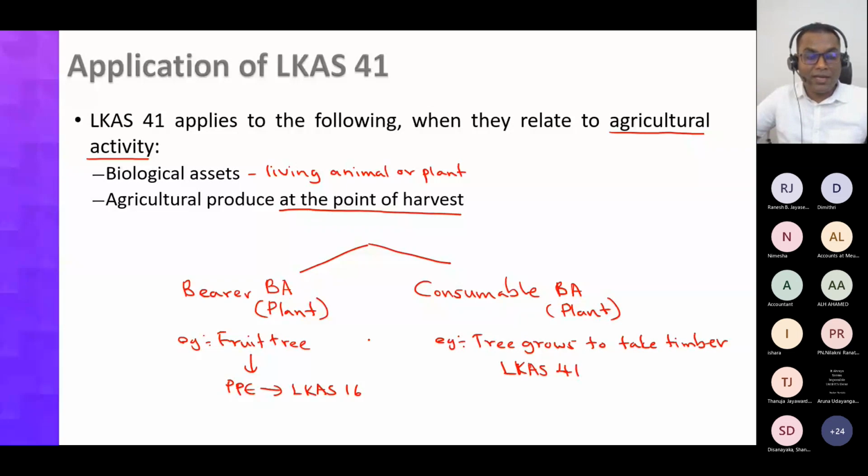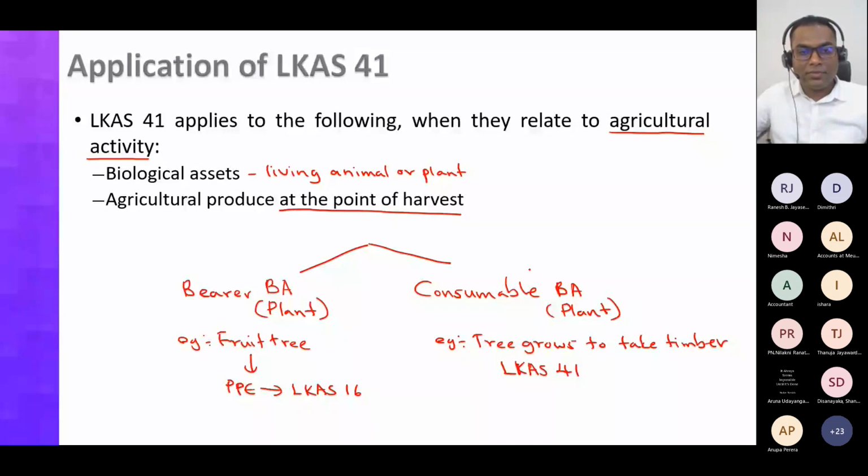But with regard to the animals, now this particular example is with regard to the animals. With regard to animals, you apply LKS 41. I hope you are clear. Thanks, sir. Clear. Okay. And also I have not confused the others, I believe, right?